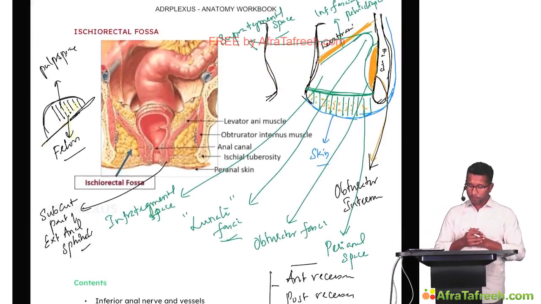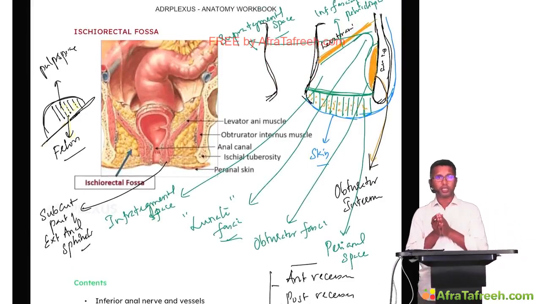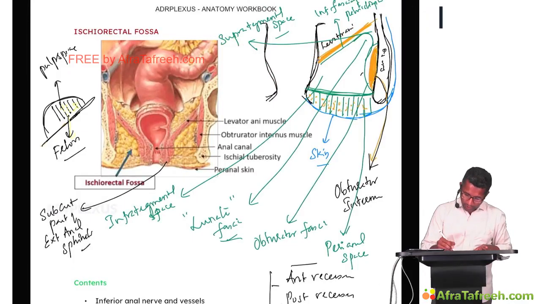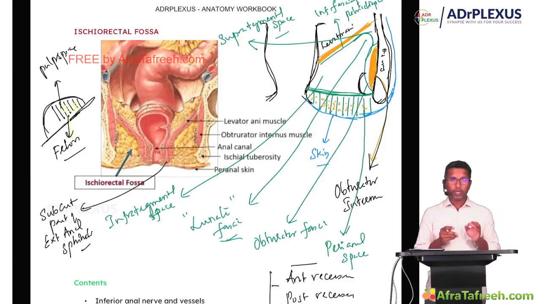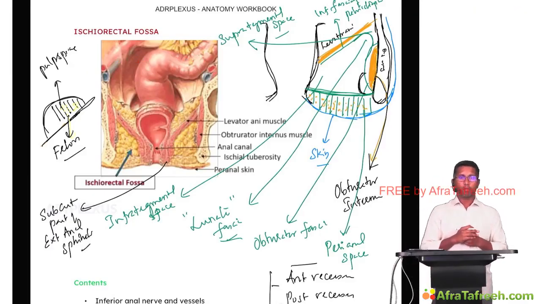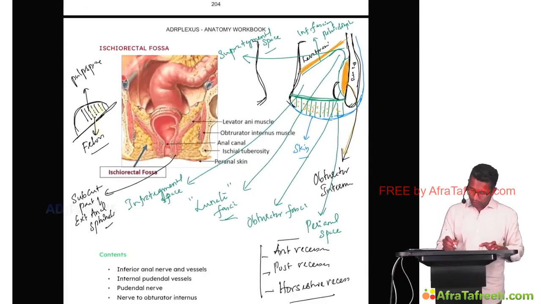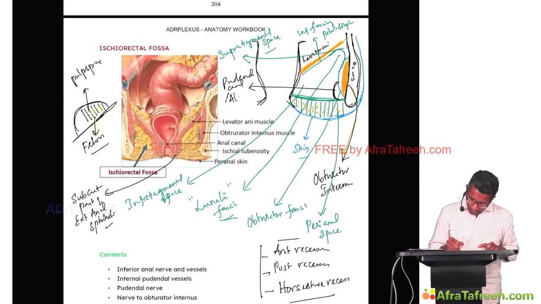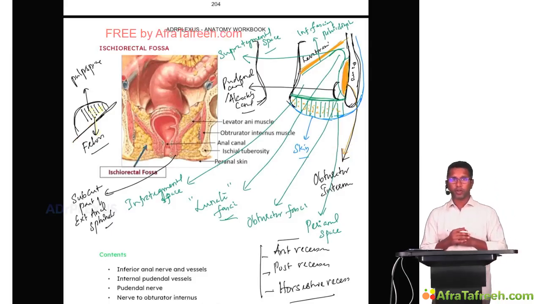Now when you see the obturator fascia, which is present on the lateral wall of the ischioanal fossa, this obturator fascia splits here and encloses a canal, and this canal is called the pudendal canal, also called Alcock's canal. So this canal, what you see here on the lateral wall of the ischioanal fossa, is called the pudendal canal, also called Alcock's canal.